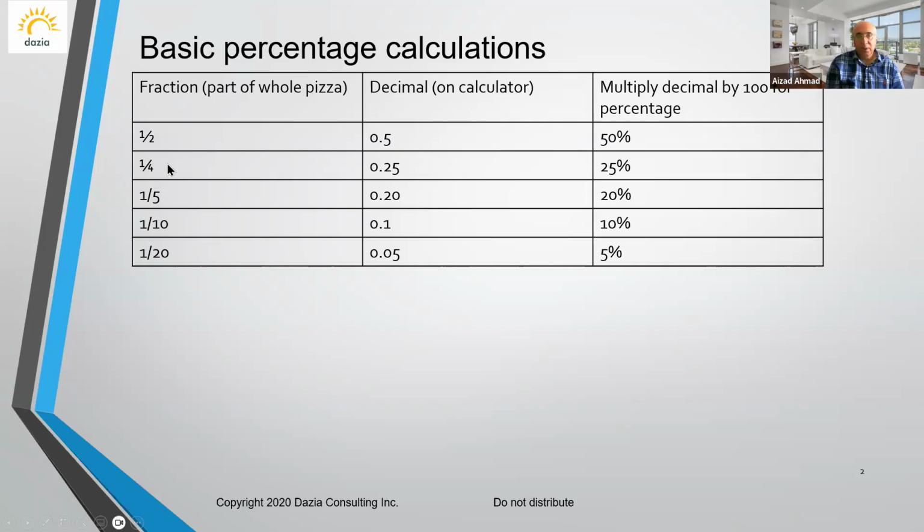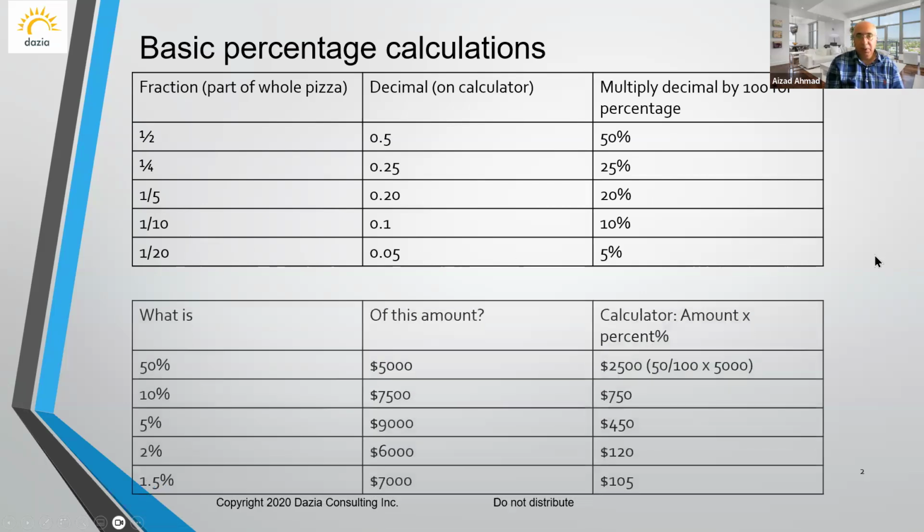1/4 is a quarter. So 1 divided by 4 on your calculator will give you 0.25. 0.25 multiplied by 100 is 25%. So a quarter is 25%. 1/5, 1 divided by 5 is 0.2, that's 20%. 1/10 is 0.1, and that is 10%. 1/20th is 0.05, and that is 5%. So please keep that in mind when we're doing calculations.